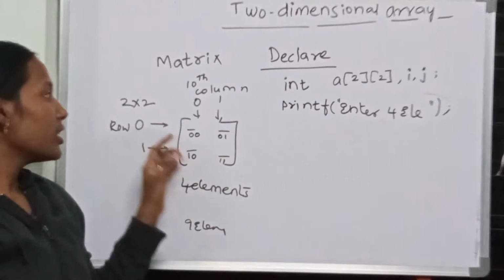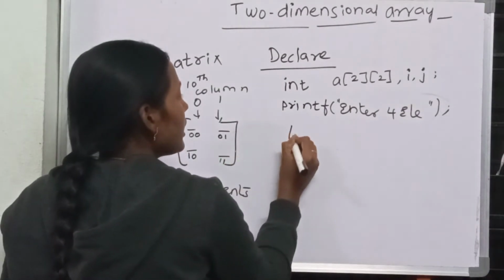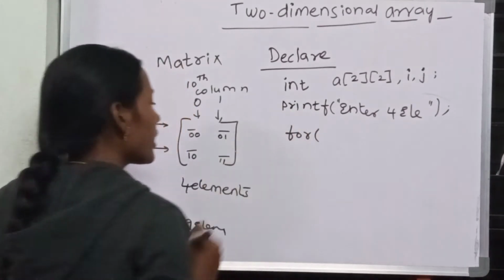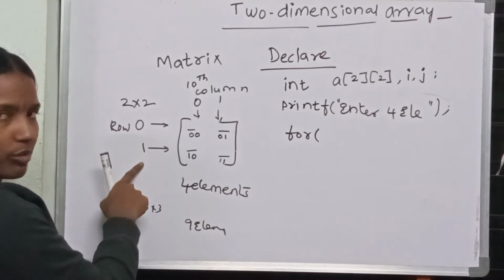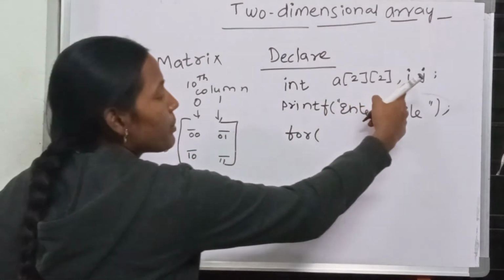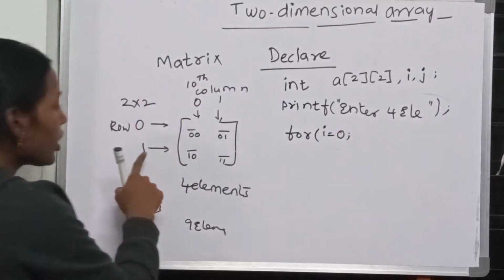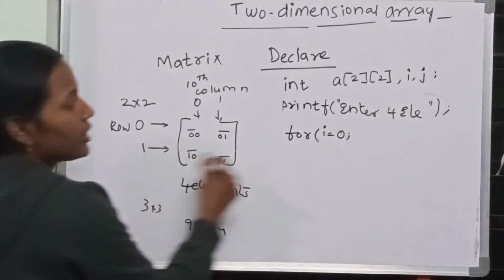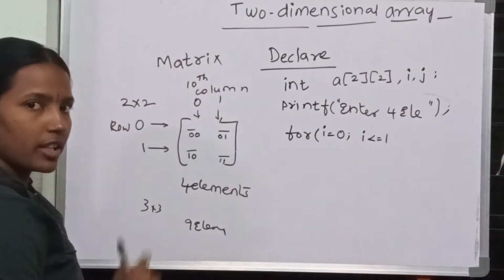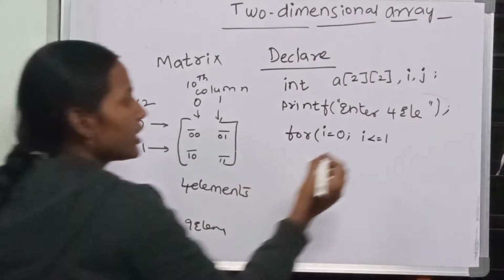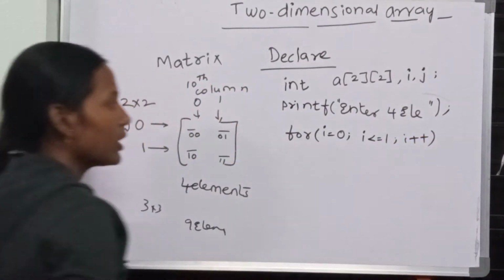Right? Now, how to write the for loops for this? What is the condition? We are starting the row value from 0 to 1, right? Now i represents the row. i is equal to 0, and up to what should we run? Up to 1 we should run. So i less than or equal to 1. That means 0 and 1. Then i plus plus. Okay.